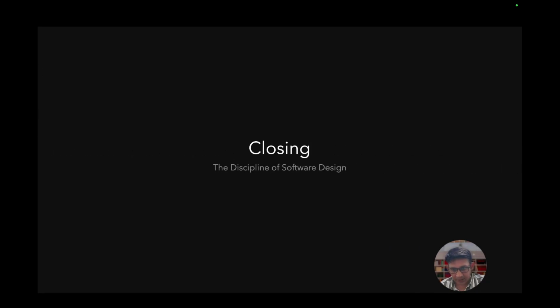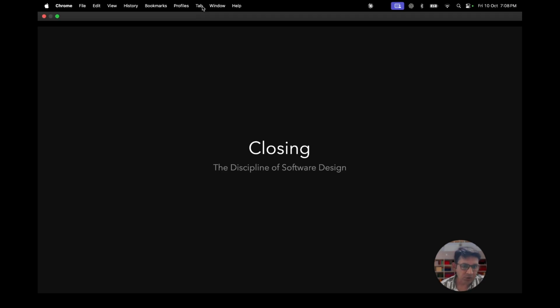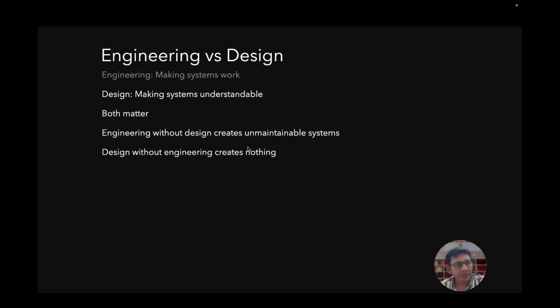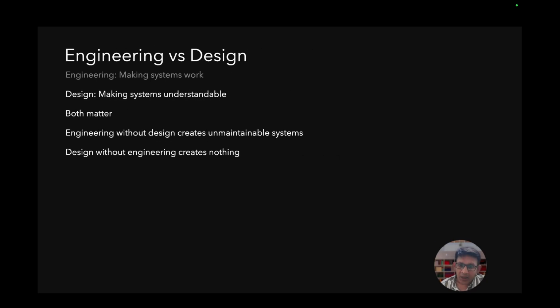Now, in closing, I'd say that software engineering is making systems work, but software design is making systems understandable. Engineering is about correctness, performance, reliability. These matter, but they are not sufficient. Design is about preserving your ability to reason. It's about ensuring that the system remains intelligent as it evolves.